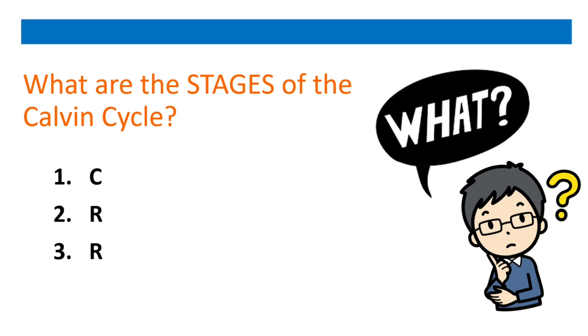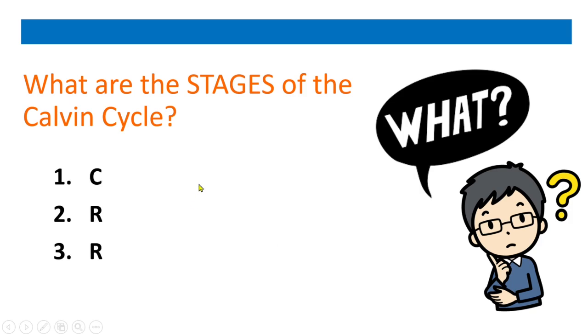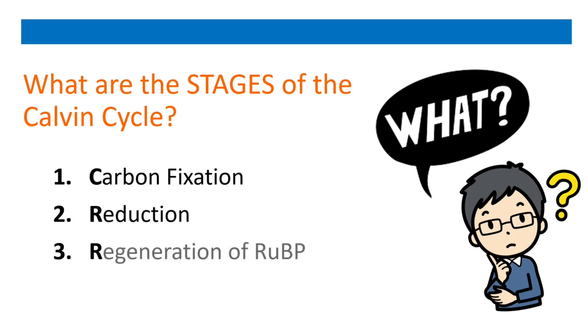Now first of all, do take note that there are 3 stages of the Calvin cycle. The first one is carbon fixation, then reduction, and regeneration of RuBP. So these are the 3 stages of the Calvin cycle. So again, CRR: carbon fixation, reduction, and regeneration. So let's talk about these stages.